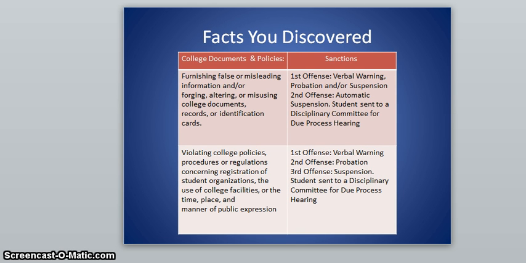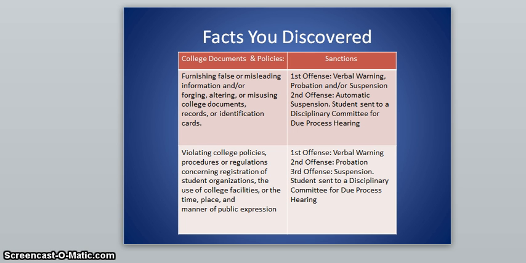Here are some other facts that I discovered. College documents and policies: furnishing false or misleading information and or forging, altering, or misusing college documents, records, or identification cards. Your first offense would be a verbal warning, probation, and or suspension. Second offense, automatic suspension. Student sent to a disciplinary committee for due process hearing.